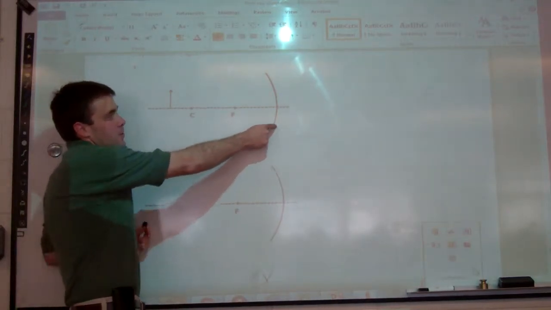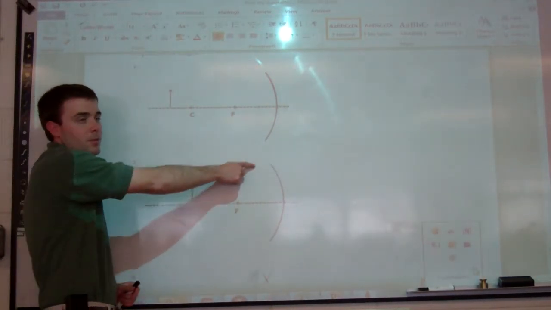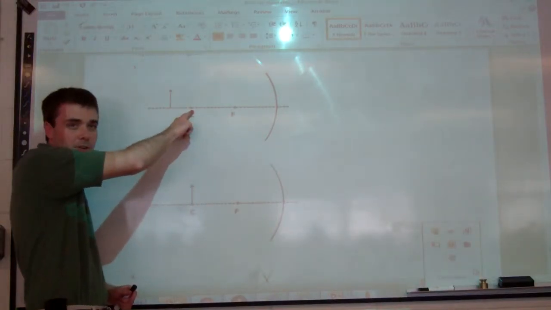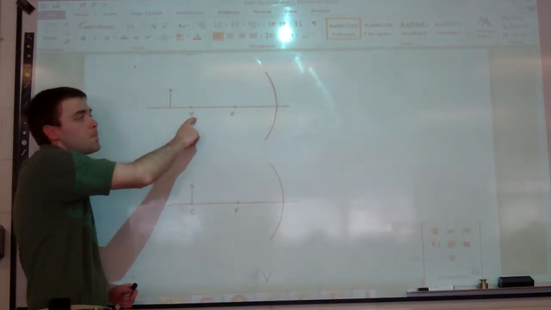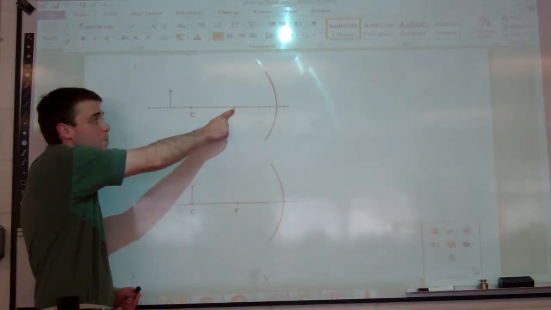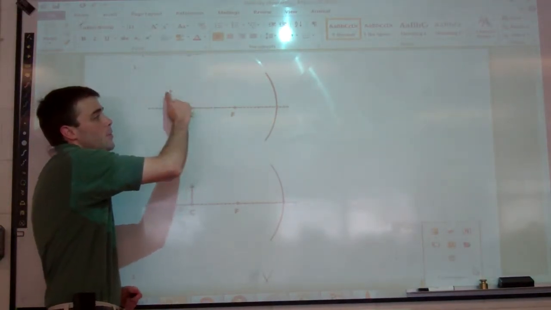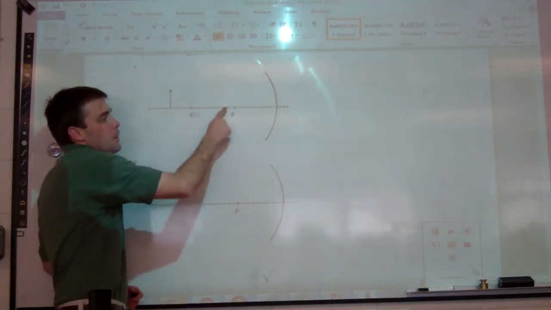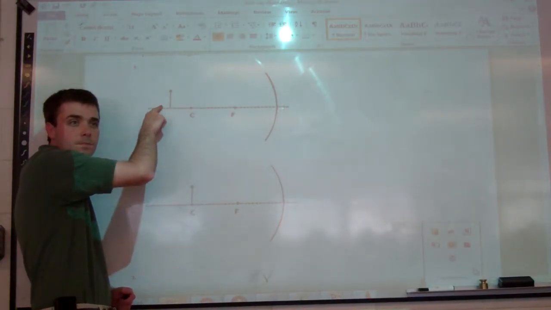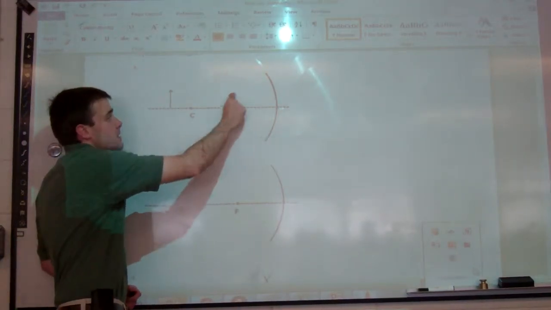So center of curvature, if we drew a big giant circle with a curved mirror, that would be the center of the circle. That makes sense to everybody? The focal point's halfway between the center of curvature and the mirror. The focal point is also where... anybody remember what this line right here is called? Normal line. Normal line, it's also called the principal axis.